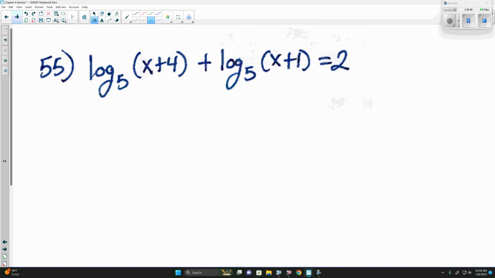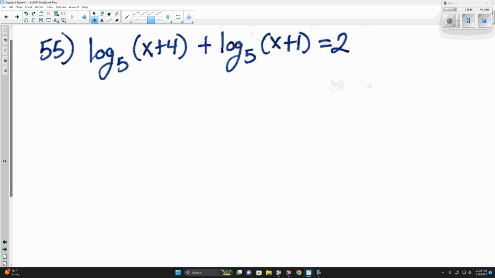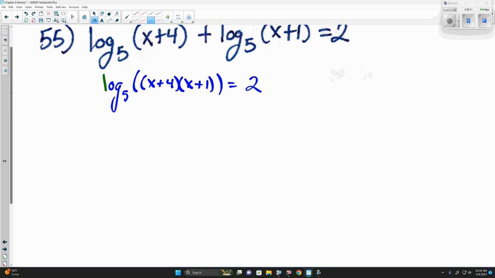Questions on 55? We can only have one log. For us to be able to solve, we need one log and everything else on the other side. But if I have two logs being added together, I can rewrite it as a single log with what's inside being multiplied. And after we rewrite it as a single logarithm, we can put both sides to the base. Here, because it's log base 5, we're going to put both sides to the base of 5. Those will cancel, leaving us with x plus 4 times x plus 1 is equal to 5 squared. Well, what is 5 squared? 25.